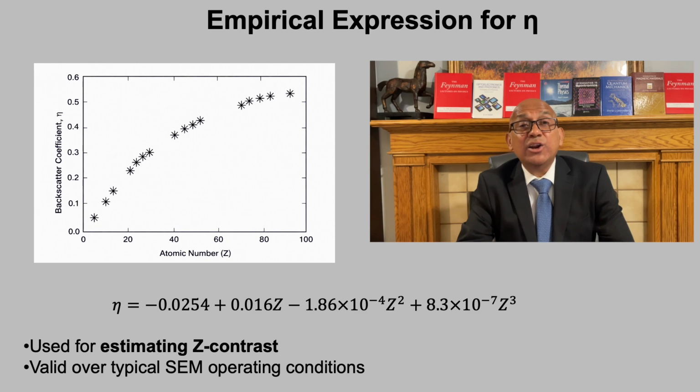For practical calculations and simulations, empirical expressions are often used to estimate the backscatter coefficient as a function of atomic number. This polynomial expression captures the observed behavior of eta over a wide range of atomic numbers and is commonly used in contrast modeling and quantitative interpretation.